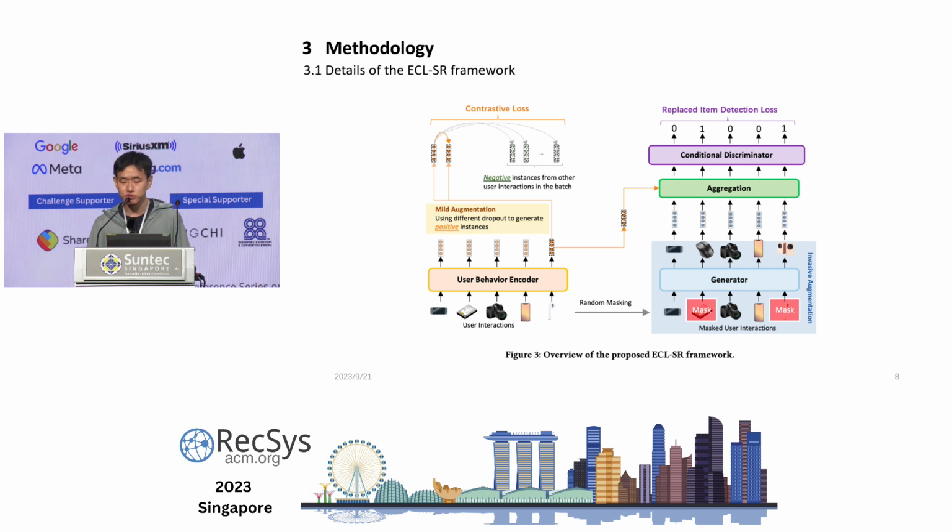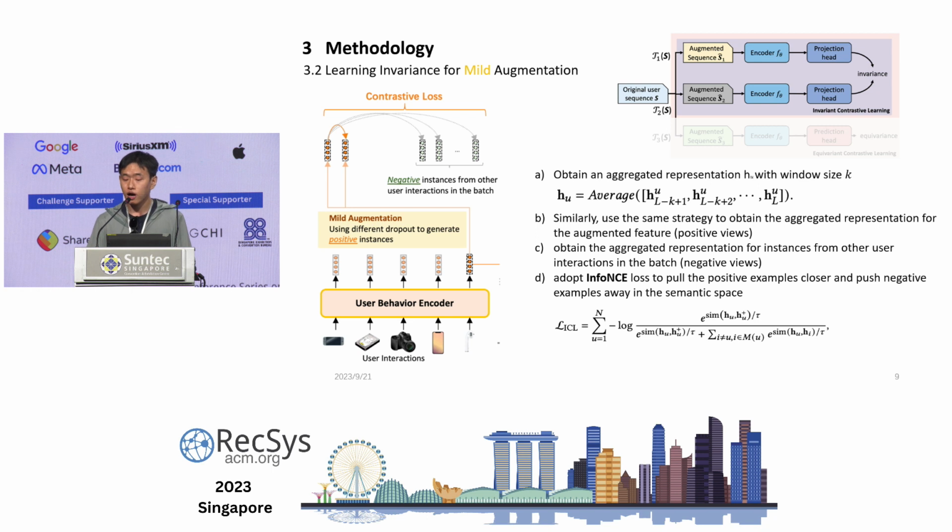Here, we introduce invariant contrastive learning for the user behavior encoder to learn invariant features for mild augmentations. The generator and the conditional discriminator are used together to encourage the user behavior encoder to learn equivariance for invasive augmentation. So, how do we learn invariance for mild augmentations?